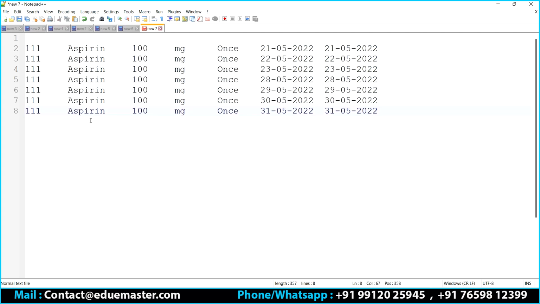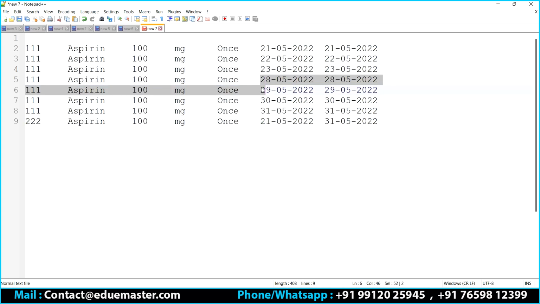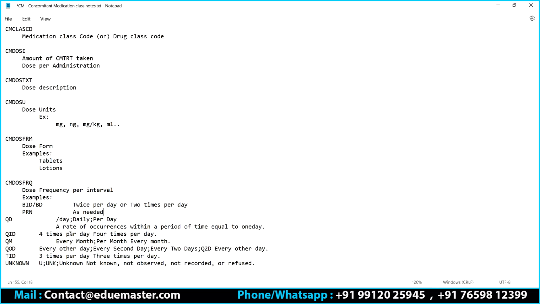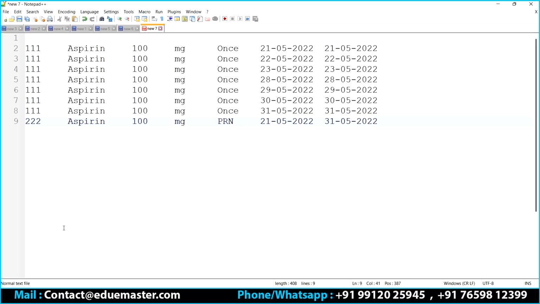So here the sponsor decided that the subject is going to be 222, same medicine, same dosage, but from the 21st till today, the patient has also taken the same medicine at the same interval. First 3 days he has taken, then he has given a gap of 4 days, again 3 days he has taken. But here I want to mention this as PRN. I don't want to go into detail. I simply want to mention PRN.